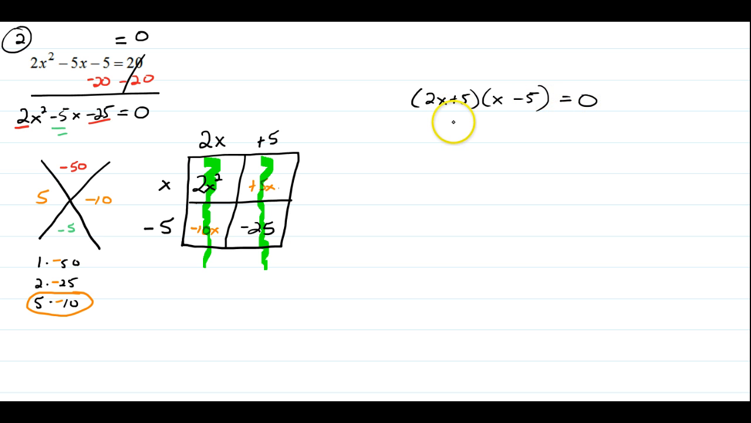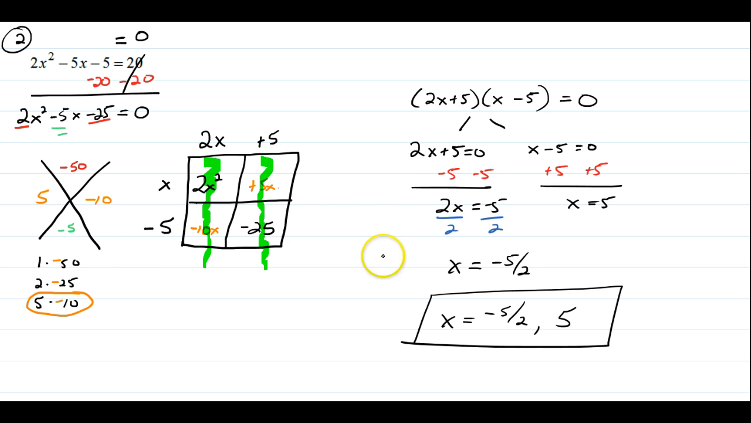equals 0. Again, always take this little quick check. 2x times x is 2x squared. 5 times negative 5 is negative 25. Break it into two problems. So we get 2x plus 5 equals 0, x minus 5 equals 0. Solve both of these. So we get x equals negative 5 halves and 5.